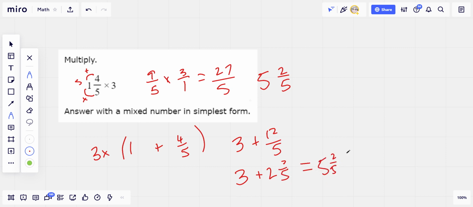You can see we get to the same answer either way. So use whichever method works best for you. But that's a little bit of work with multiplying mixed numbers by whole numbers.